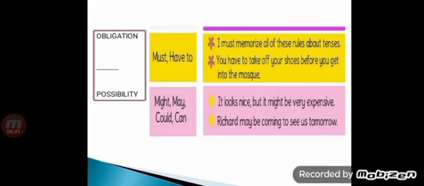Number 5. Possibility. The modal verbs are might, may, could, can. We use it when we are saying that something is possible but not too certain. For example, it looks nice, but it might be very expensive. Number 2. Richard may be coming to see us tomorrow.